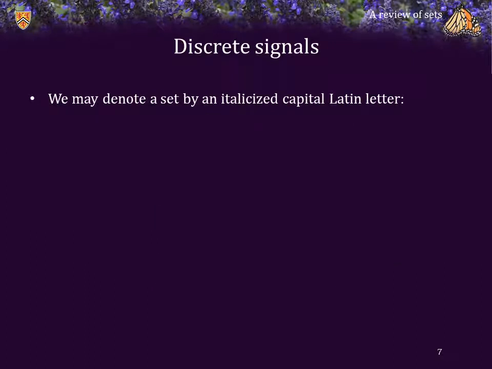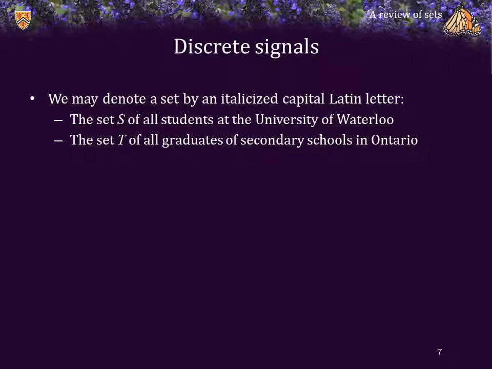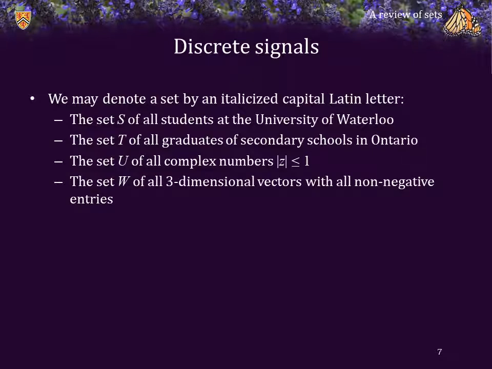Now, we may denote a set by an italicized capital Latin letter. So, for example, I may have the set S of all students at the University of Waterloo, the set T of all graduates from secondary schools in Ontario, the set U of all complex numbers that have an absolute value less than or equal to 1, and the set W of all three-dimensional vectors that have non-negative entries, meaning that all of the entries are either 0 or positive.